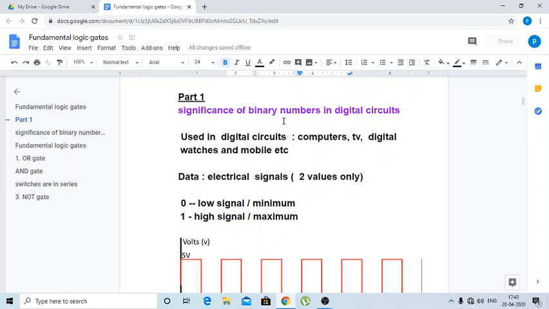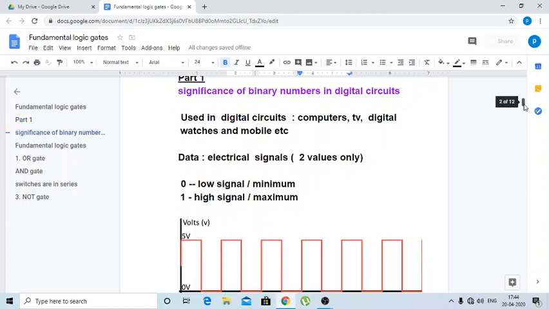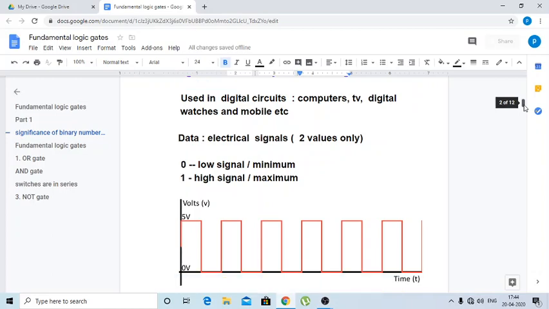Why should we use binary numbers in digital circuits? I already explained that. Digital circuits that we can see in computers, TV, digital watches and mobiles, etc. accept the total data in the form of electrical voltage signals only. These electrical voltage signals are generally passed or sent in square wave form.